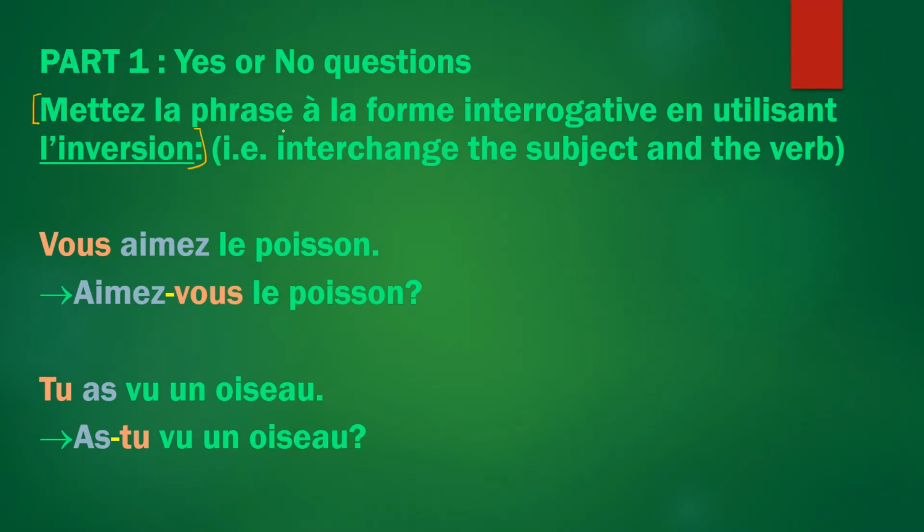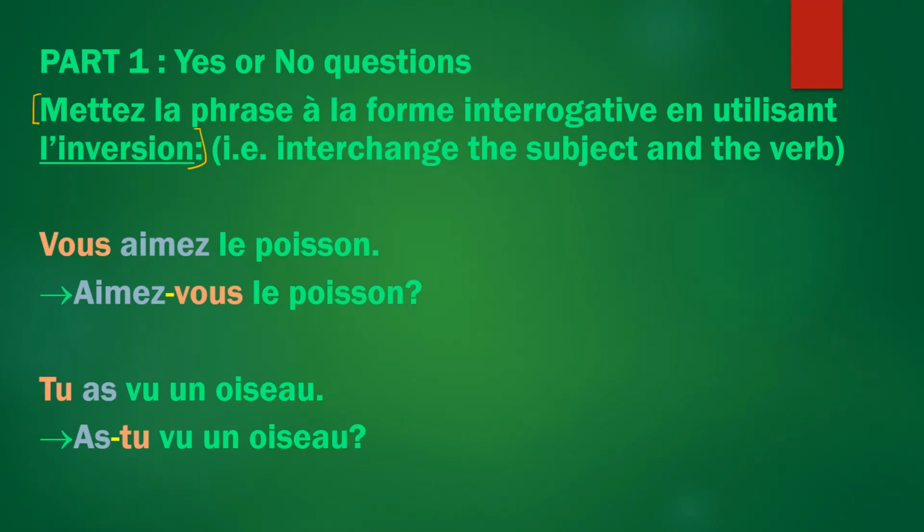Mettez la phrase à la forme interrogative en utilisant l'inversion. So this comes as your do as directed question. Put the sentence into an interrogative form, which is a fancy way of saying make a question out of the sentence, using inversion. What is inversion? We will discover now. That basically means you cannot use est-ce que. In the 8th standard, you learn the method of shoving est-ce que before the sentence and it becomes a question, right? Now, you have to do it a little differently in your 10th standard. That is right, but this is a more formal way of going about it.